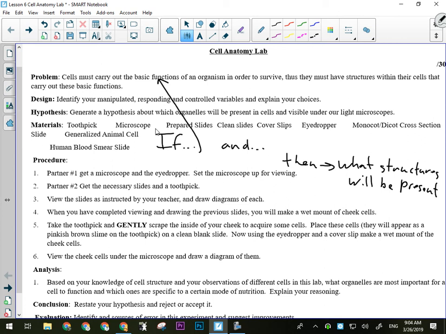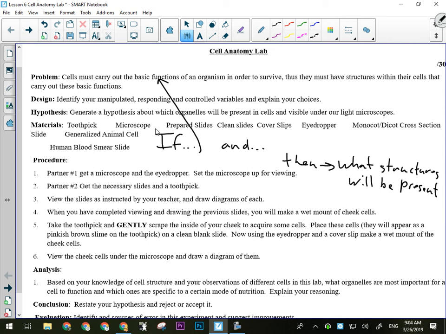The then part needs to tell me what structures you think are going to be present. Okay. So I am looking for specific structures here, ones you think you're going to be able to see. Okay. If you don't see them, that doesn't necessarily mean your hypothesis is wrong.